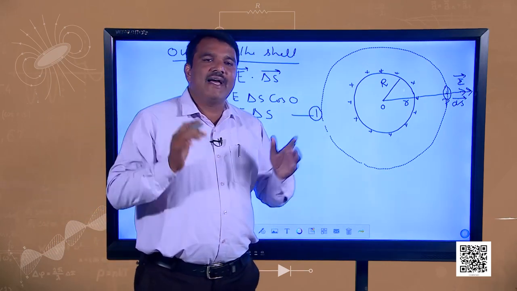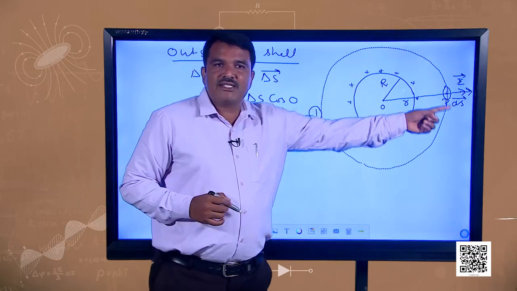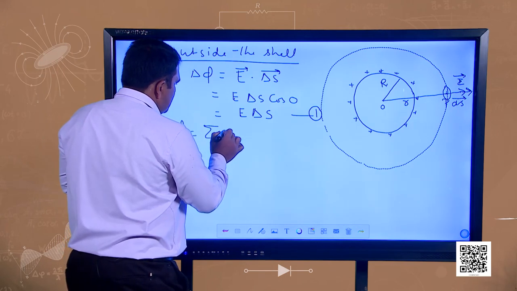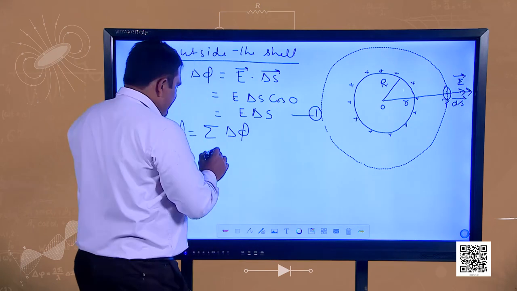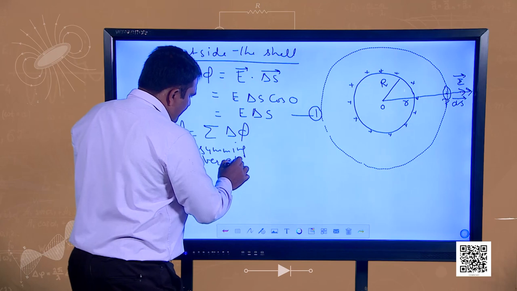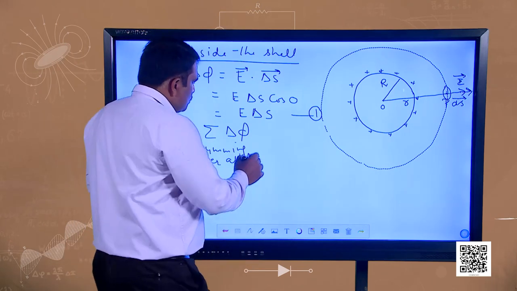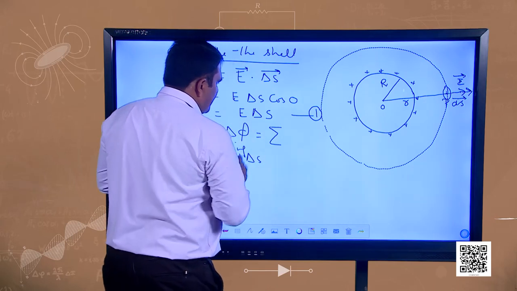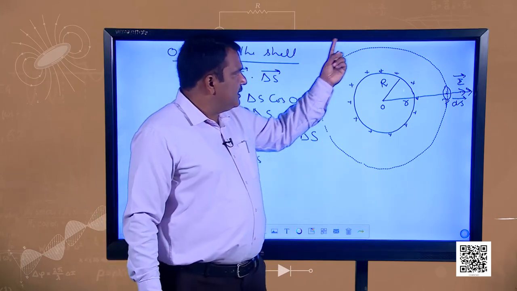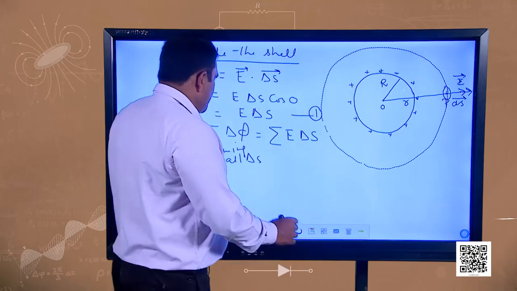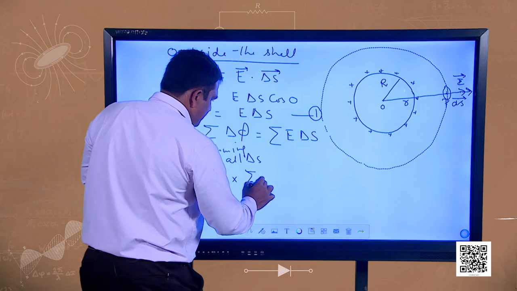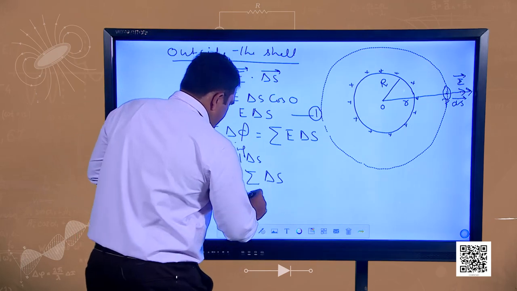Now, summing over all such area elements which can be cut from the Gaussian surface, we get total flux phi, which is equal to the sum of the flux of all such area elements, summing over all area elements delta S. So we can write E delta S, and by symmetry we can observe that E is constant throughout the Gaussian surface. So we can take it out of the summation sign and it becomes E multiplied by summation of delta S over all area elements.